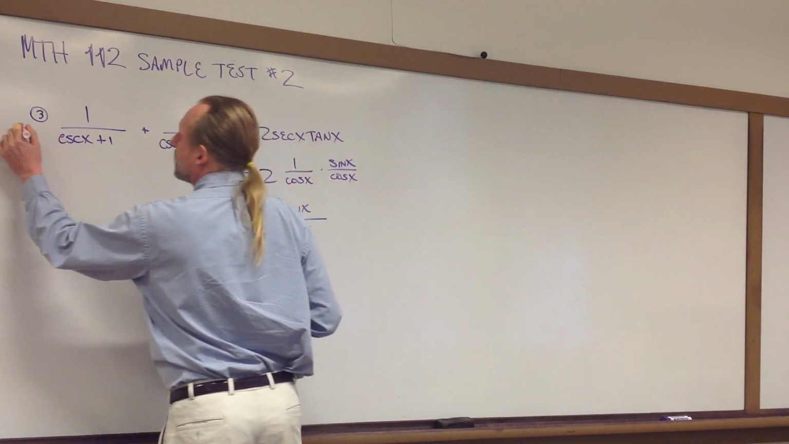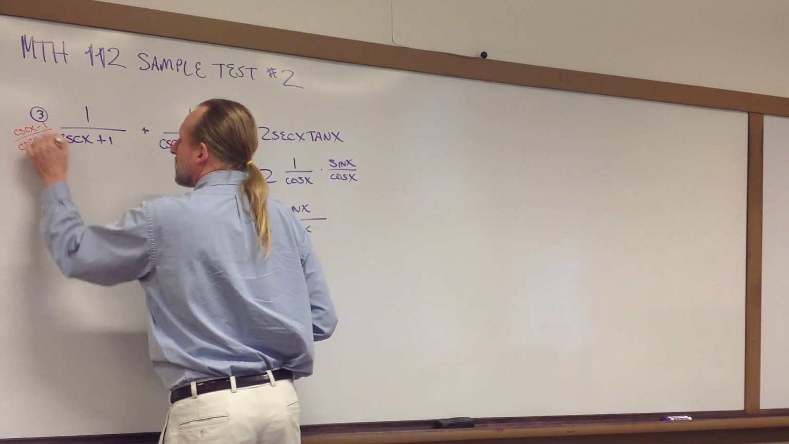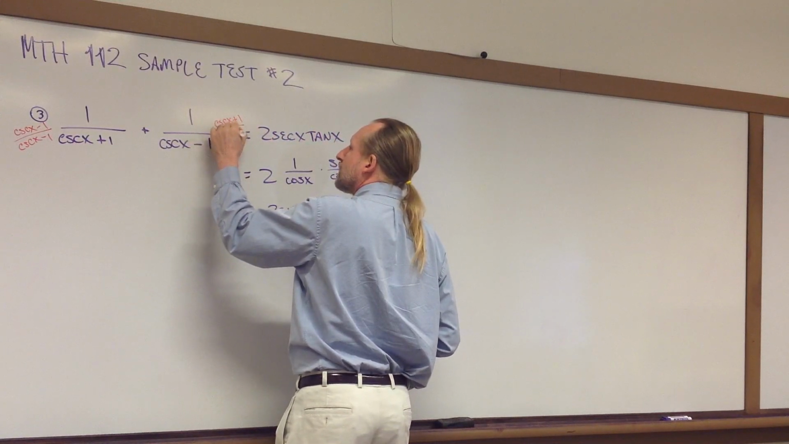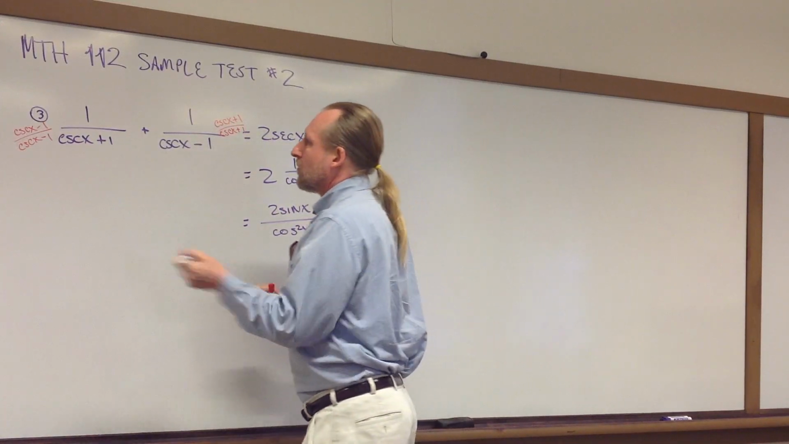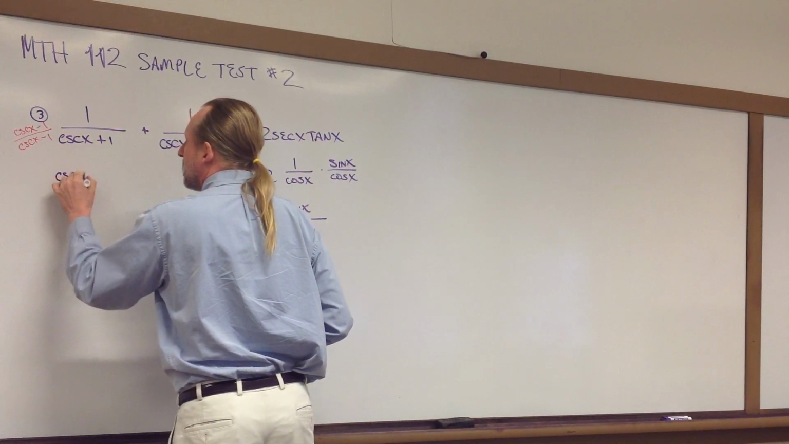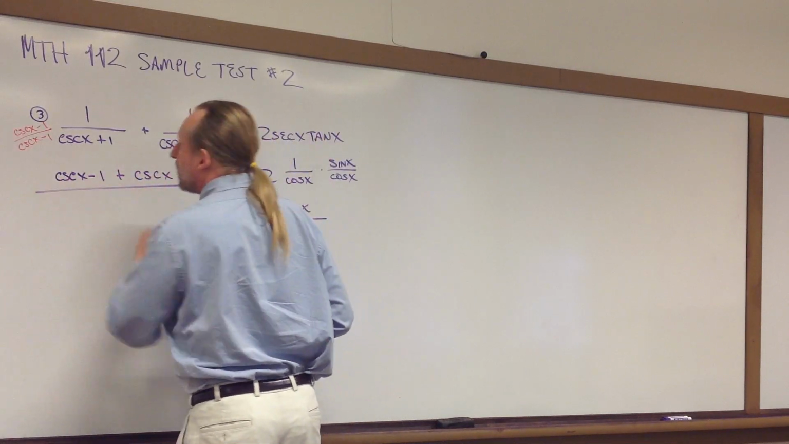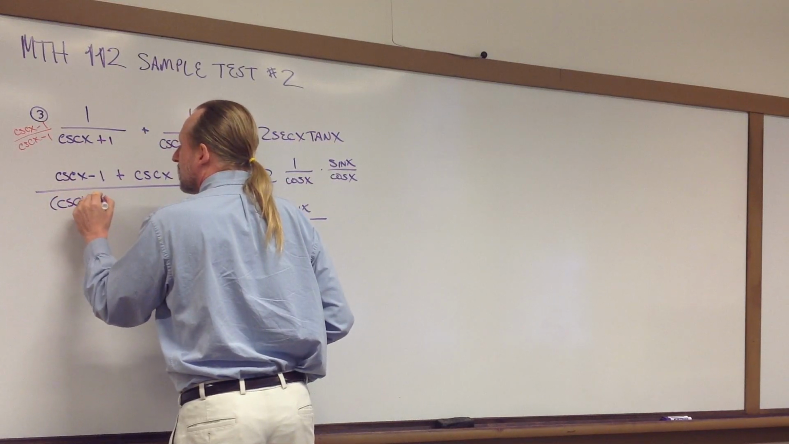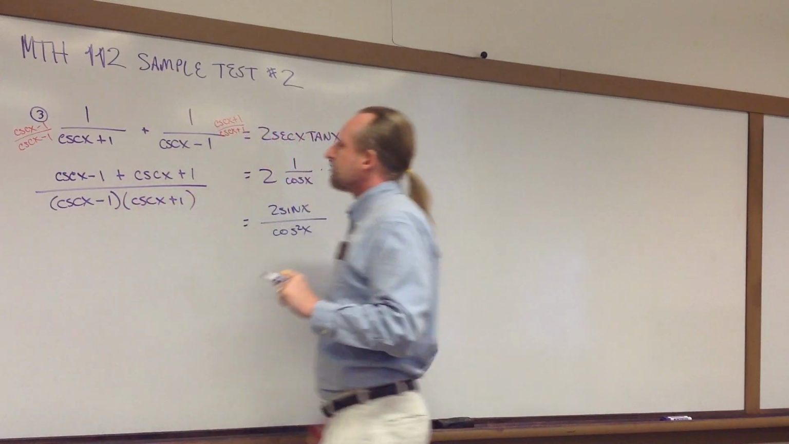So this one needs to get multiplied by cosecant x minus 1 over cosecant x minus 1. And this one gets multiplied by cosecant x plus 1 over cosecant x plus 1. So, what do we get as a result? In the numerator, we're going to have cosecant x minus 1 plus cosecant x plus 1. In the denominator, we're going to have cosecant x minus 1 times cosecant x plus 1.